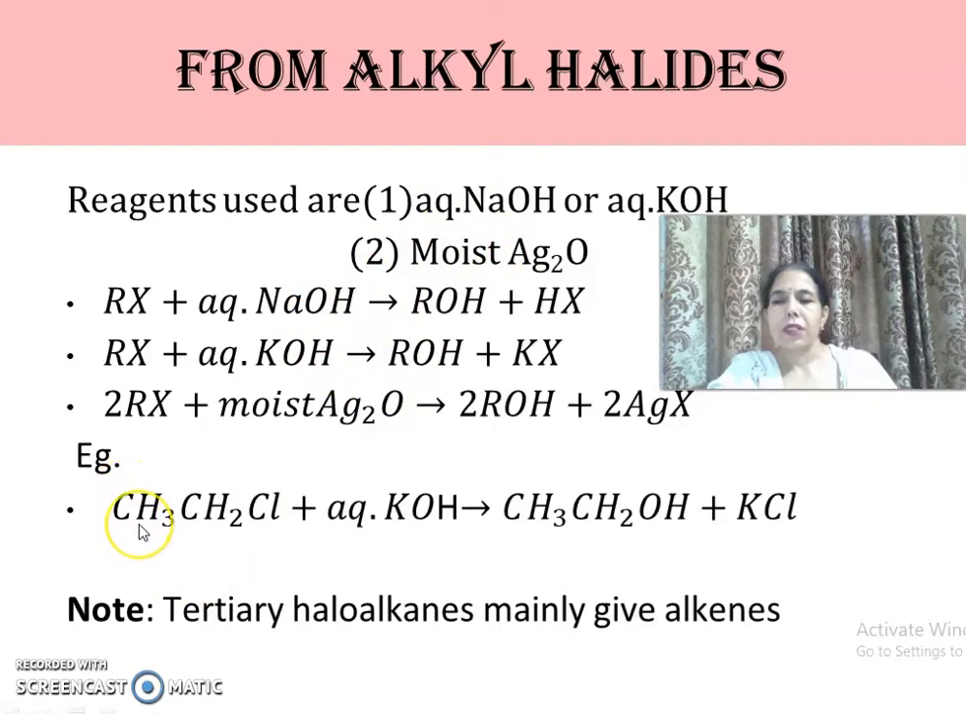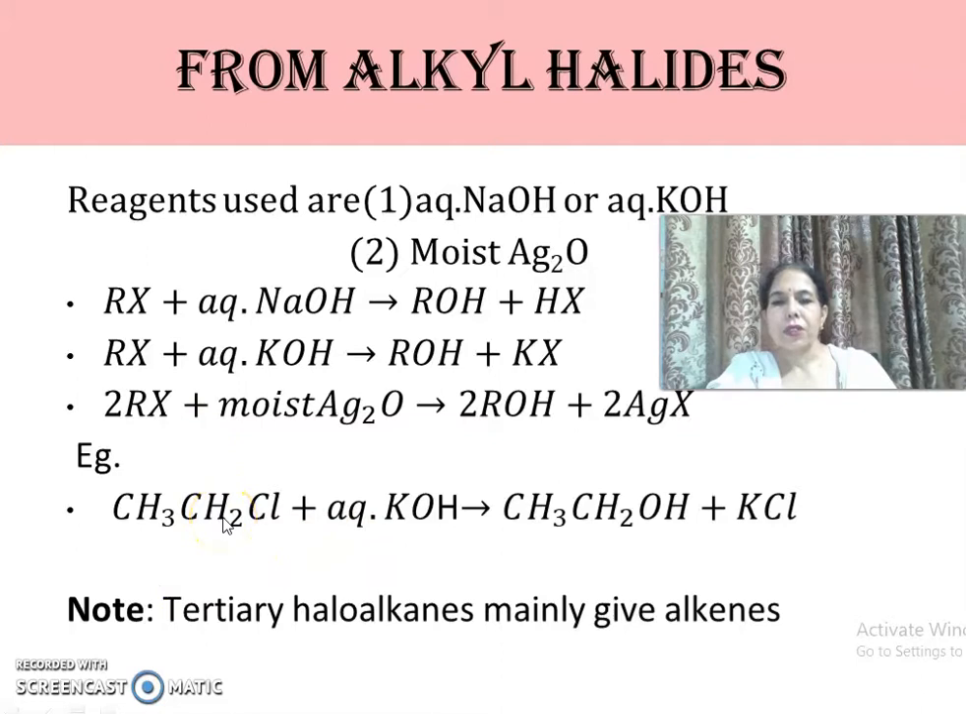Let us take one example. That is, if CH3CH2Cl, that is chloroethane, is treated with aqueous potassium hydroxide, then ethanol is formed, that is, the chloride group is replaced with the OH group. So ethanol is formed. But here one thing is very important.